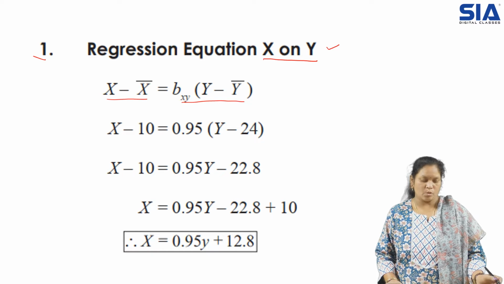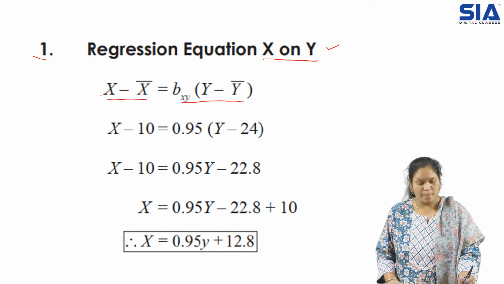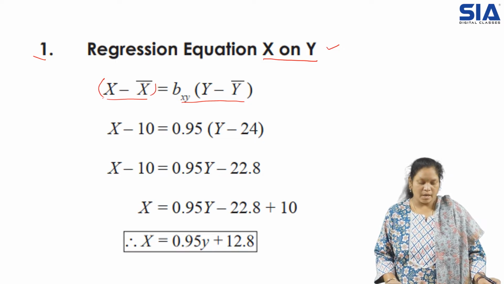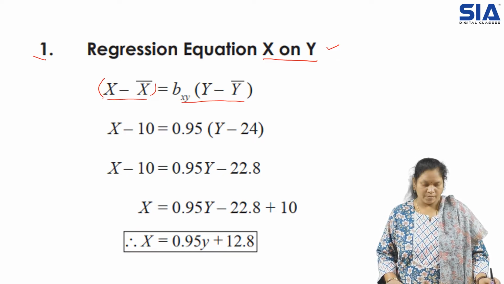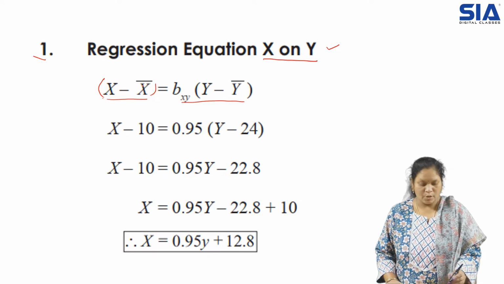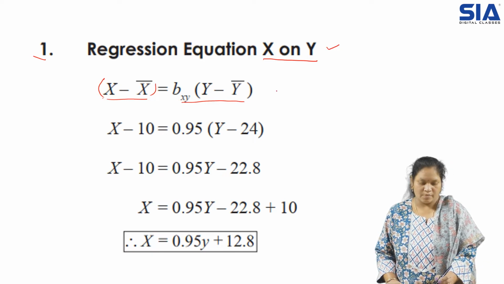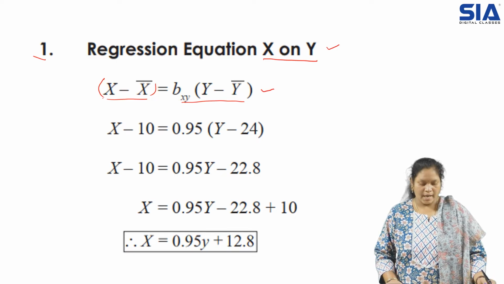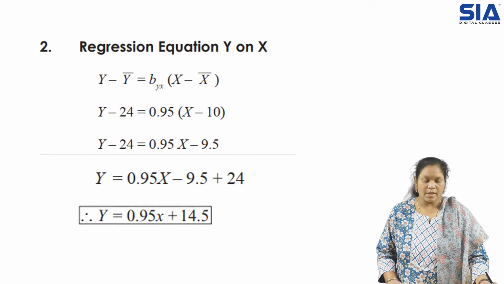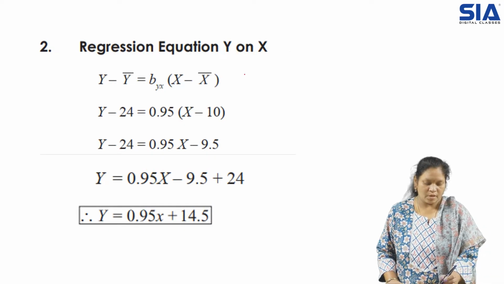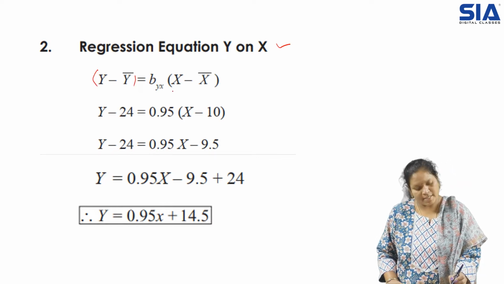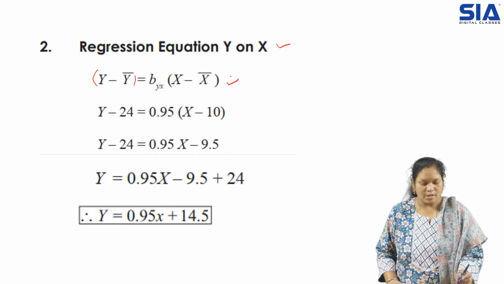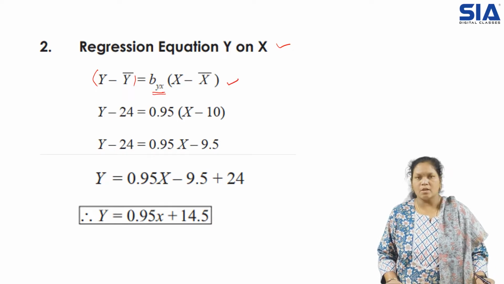For x on y, start from x. The clue is that x minus x bar should be on your left hand side. Both formulas are in the same way, and y minus y bar is considered for y on x. So definitely you need to remember which one comes first. So x minus x bar is equal to bxy into y minus y bar is the regression equation x on y. Now let us check the y on x formula.